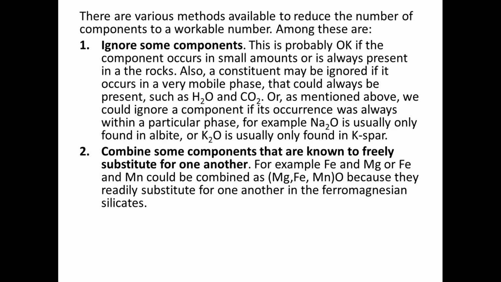There, we ignore some components of the rock that are present in very small quantity. See, if a component has a very small amount in the rock, then we can ignore that amount, and we also ignore some mobile components such as H2O, CO2, etc. The first process is to ignore some components. See, in a rock, there are some components which are present in very small quantity, and it's okay if we ignore all those components. And we also ignore the mobile components in the rock such as H2O, CO2, etc.